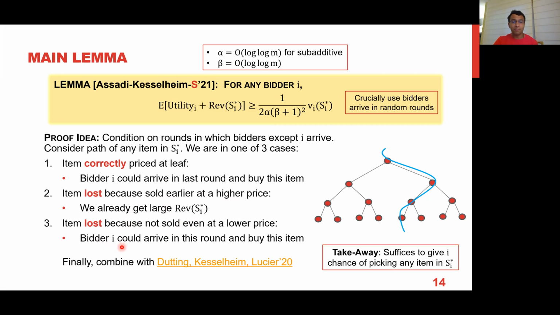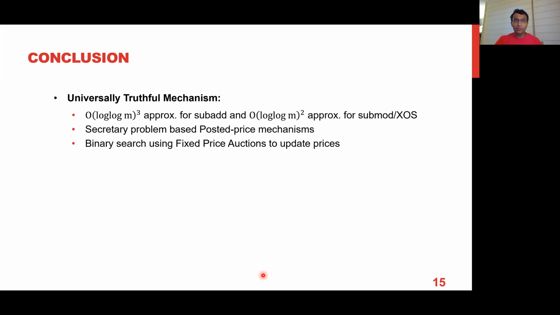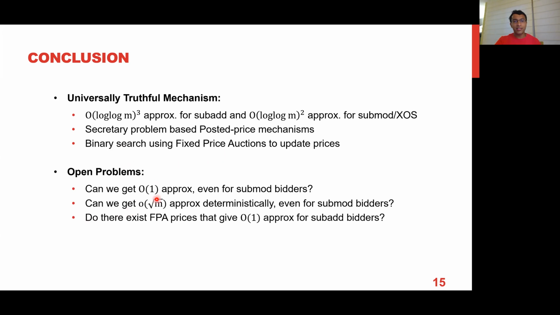Once you combine this with the lemma of DKL, you get the right approximation factor. I'm just giving the high level idea. To conclude, what we obtain is a polylogarithmic approximation, and the main idea is to run secretary problem-based posted price mechanisms and do a binary search. One of the major open questions is, can we get a constant approximation? Even for submodular bidders, that's totally unclear right now. Thank you.